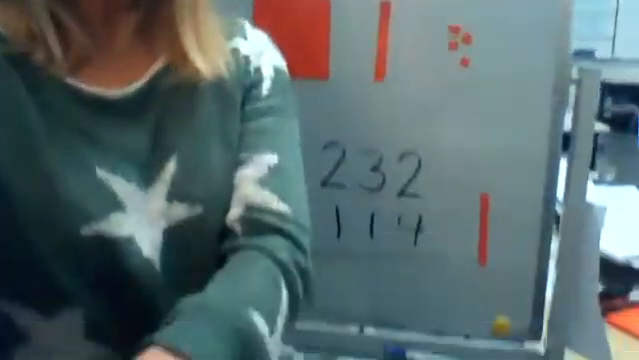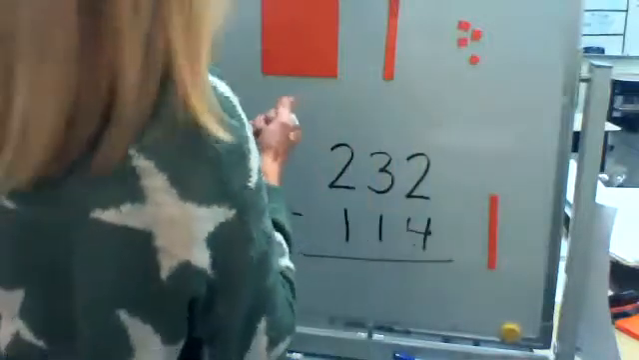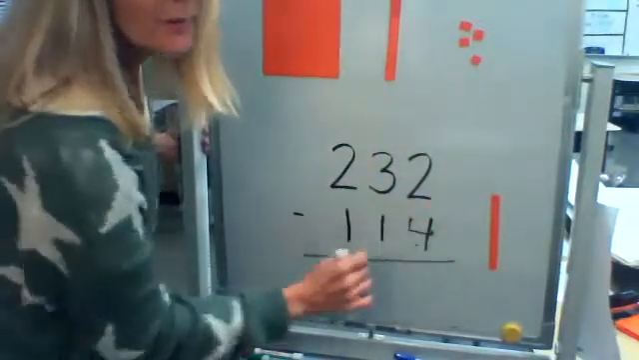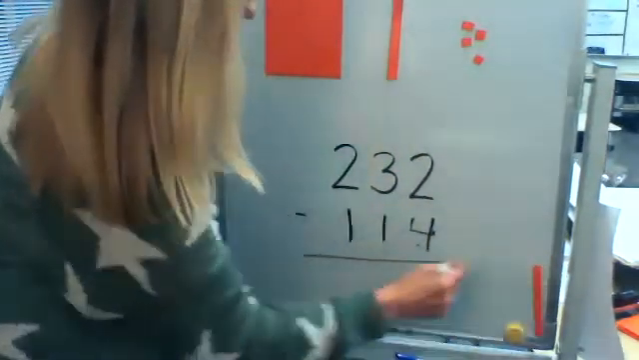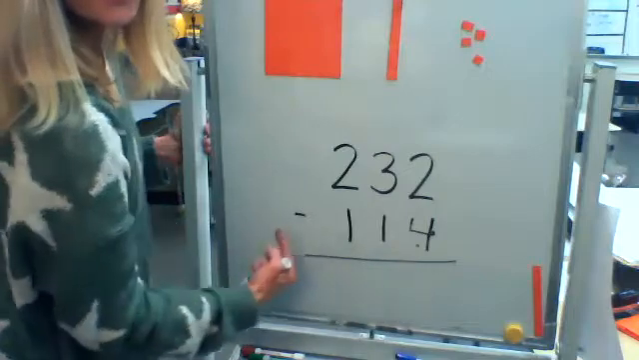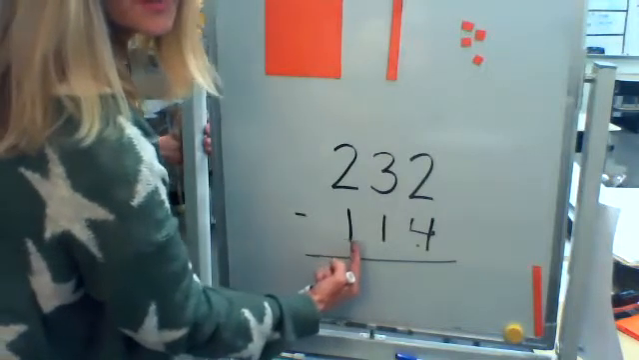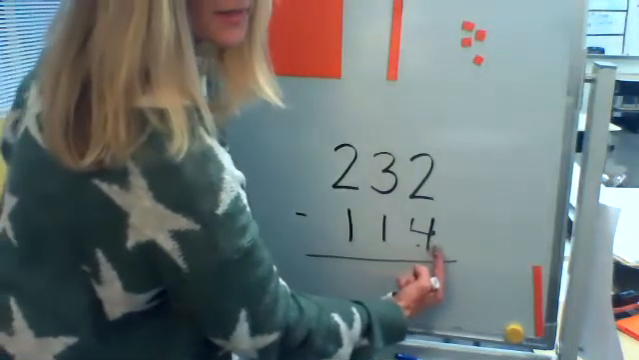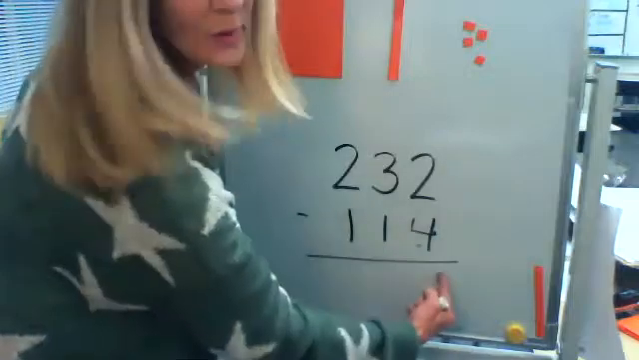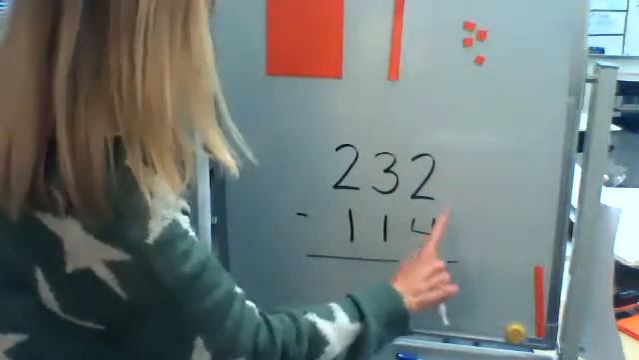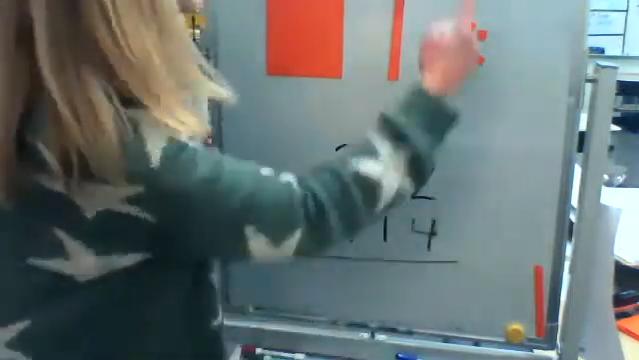Now let's see what that looks like when we do it with just numbers. 232, take away 114. Where do I start here? Tell me when to stop to tell me where I start when I subtract. Ooh, right there. Starting in the ones place, always. 2 ones, take away 4 ones. That's what we had up there, right?